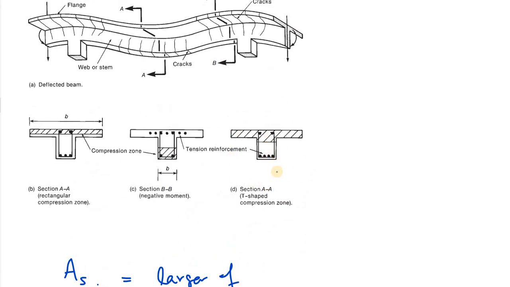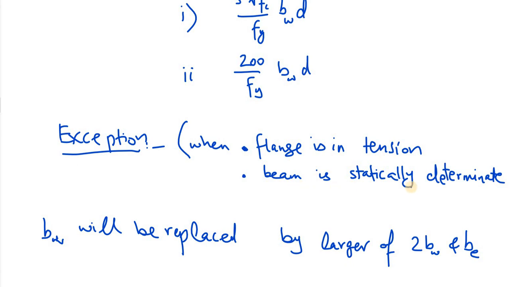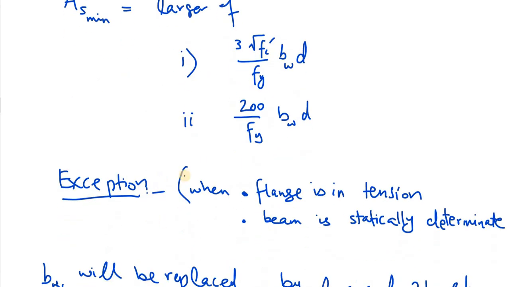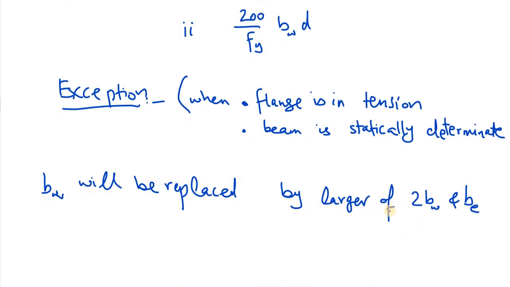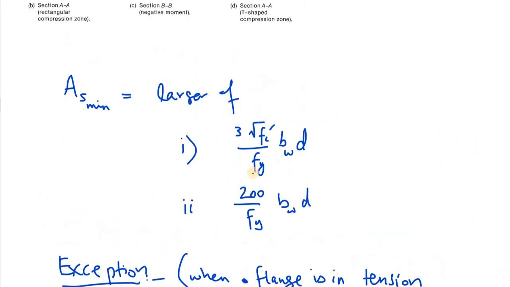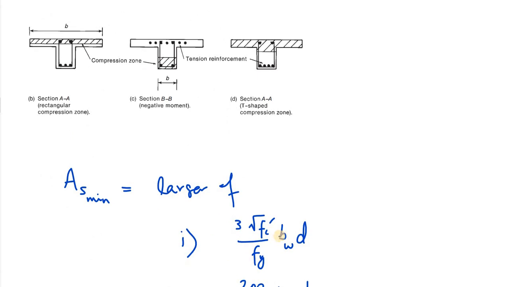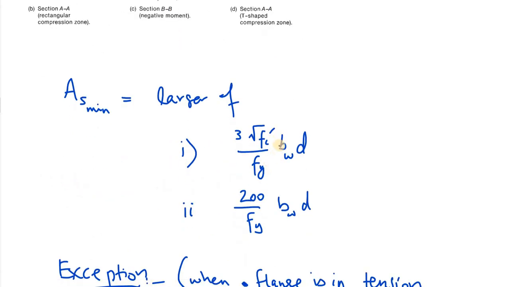But in the very special case, if the flange is in tension and the beam is statically determinate, just as you see over here, then bw is replaced by the larger of 2 times bw and bf. Generally, a beam which is a part of a floor system is almost all the time a continuous beam. So in that case, usually bw, the width of the web, is what we'll be using in this expression. So this is the discussion of As minimum, and now we're ready to discuss some of the numerical problems.